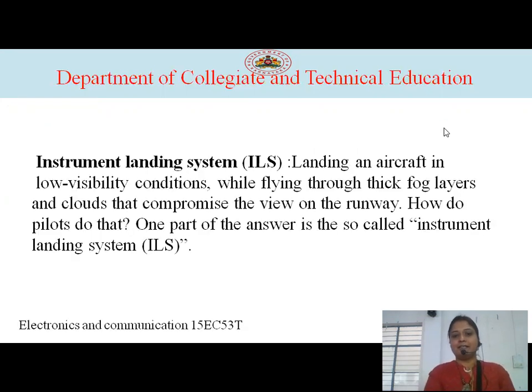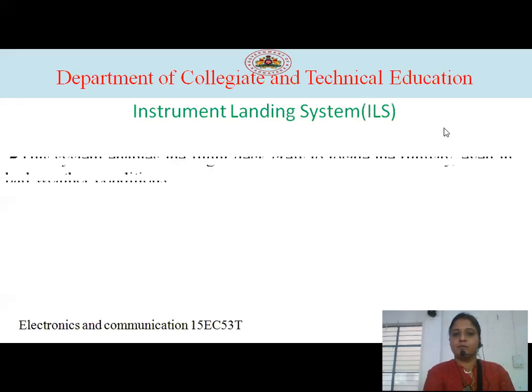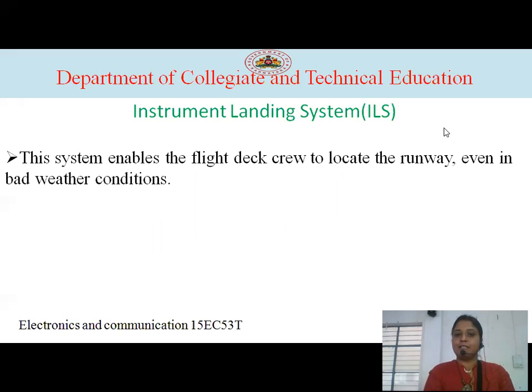First one is the instrument landing system. In the case of the instrument landing system, landing an aircraft in low visibility, that is, in bad weather conditions, it is very difficult for the pilot to judge where the runway is. In those conditions, the instrument landing system will help the pilots take the correct route and land the aircraft safely. That is one of the methods called the instrument landing system. This system enables the flight deck crew to locate the runway even in bad weather conditions.